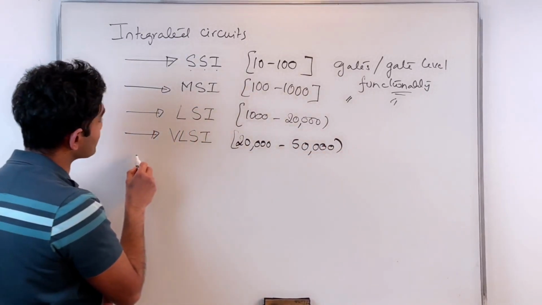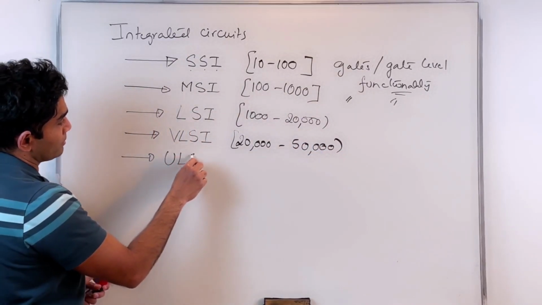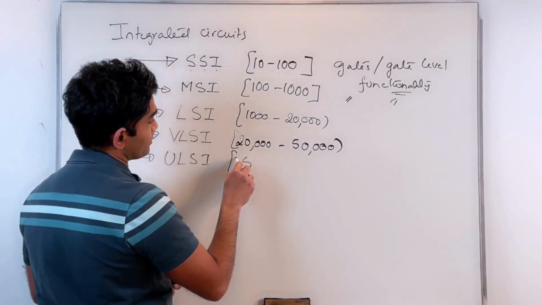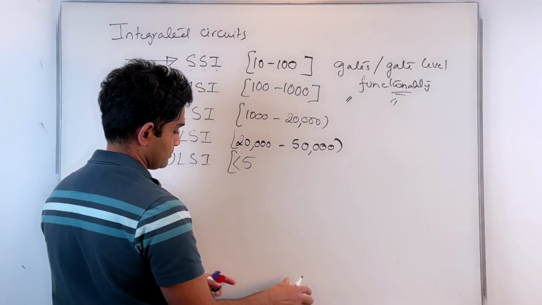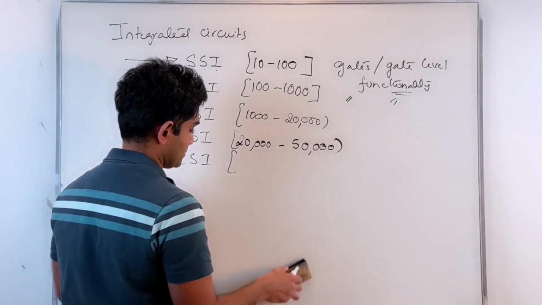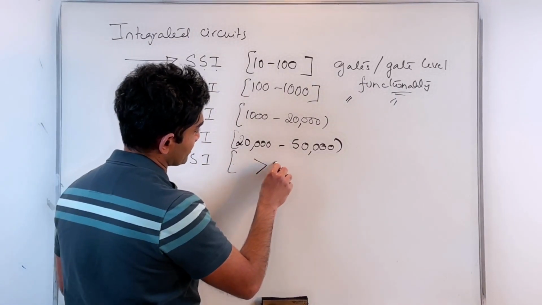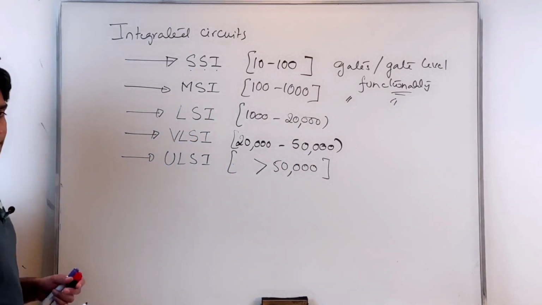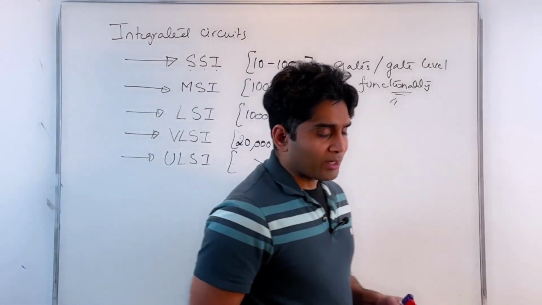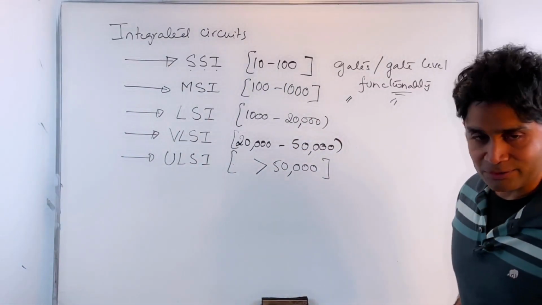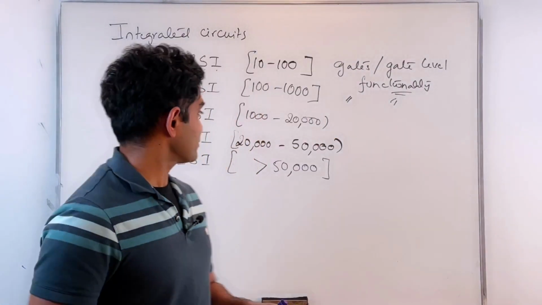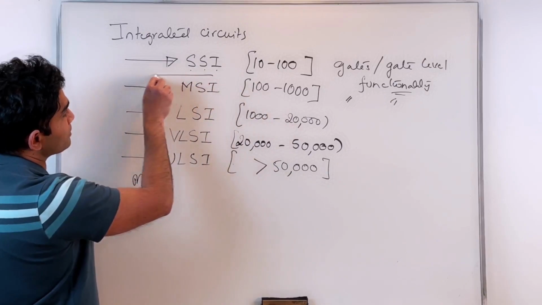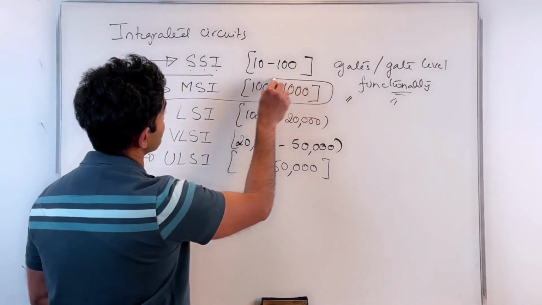And then you have the ultra large scale, which we currently have, with gate level functionality larger than 50,000. Okay. And one example of a medium scale integrated circuit is the multiplexer. Okay. Multiplexers. So we're going to talk about the design using the medium scale integrated circuits.